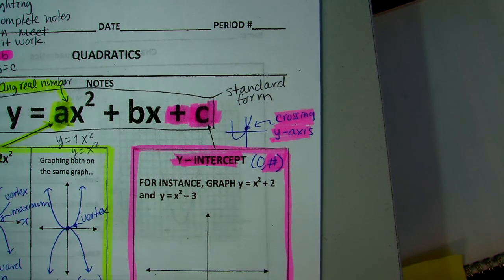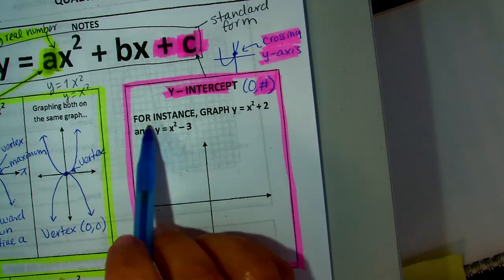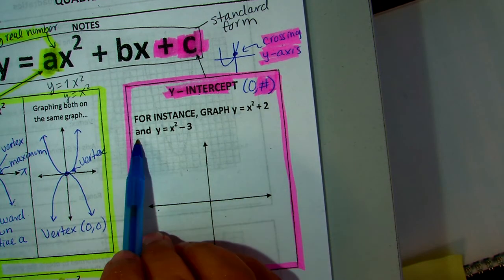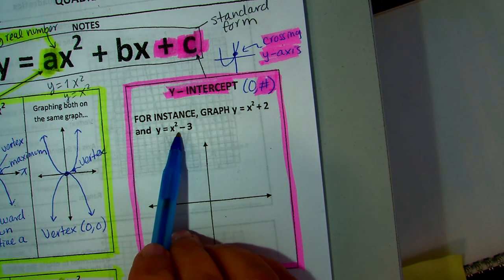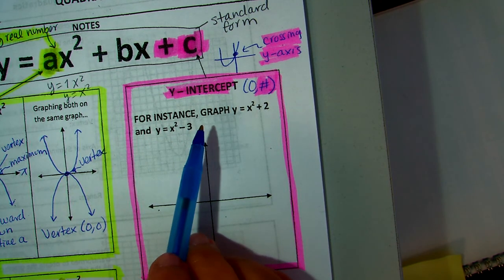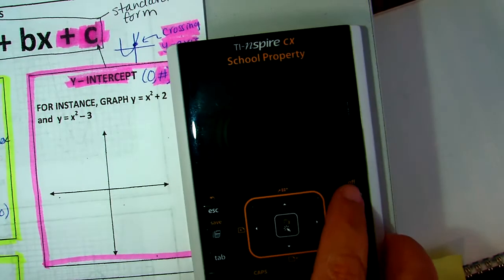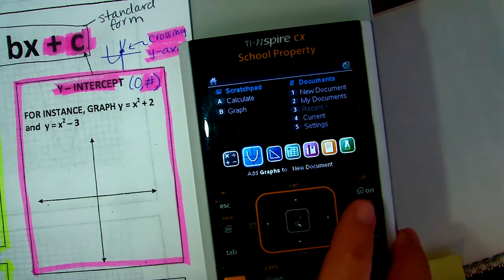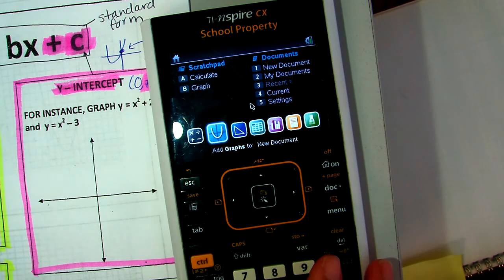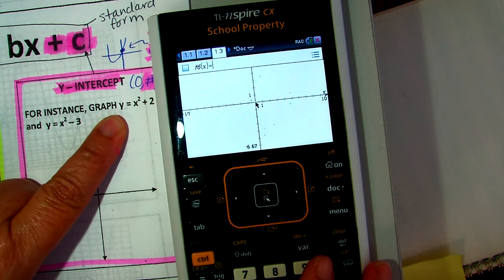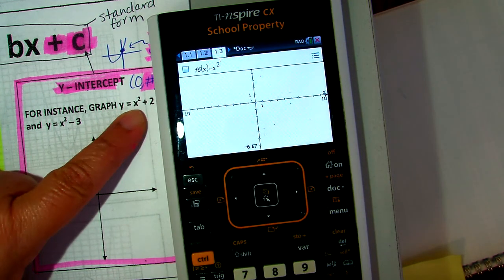But if we have a parent function, for example, look what it says right here. Graph y equals x squared plus 2 and y equals x squared minus 3. Go ahead and graph it. Let's graph it over here. Let's go to a new graph. Let's graph the first one. Remember, the y equals is the f of x. We have x squared plus 2. Enter.